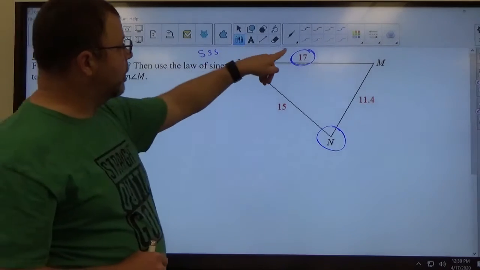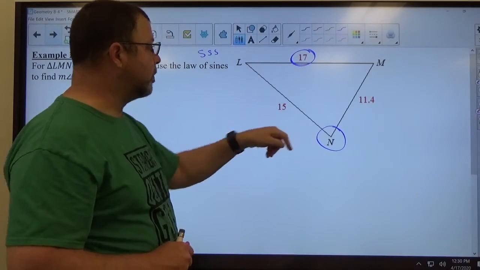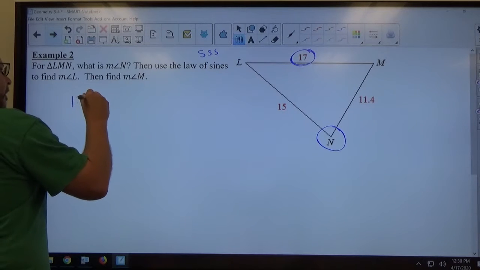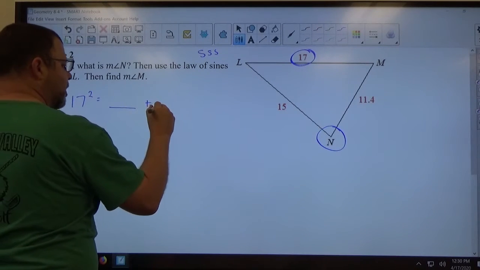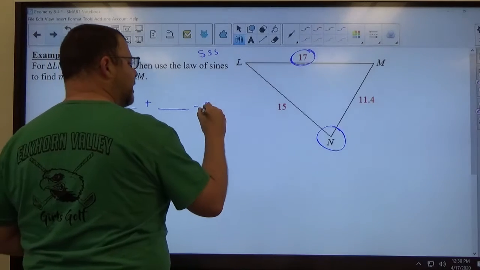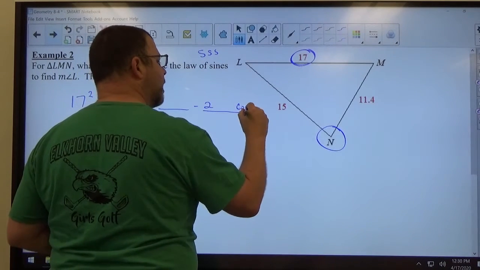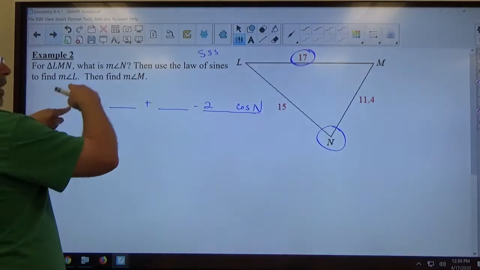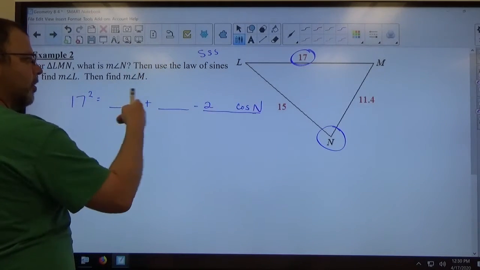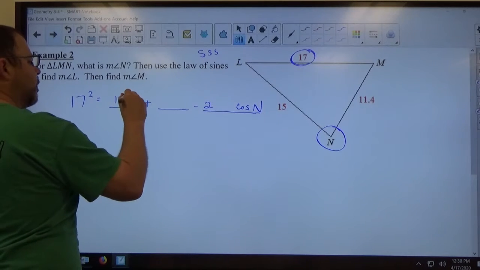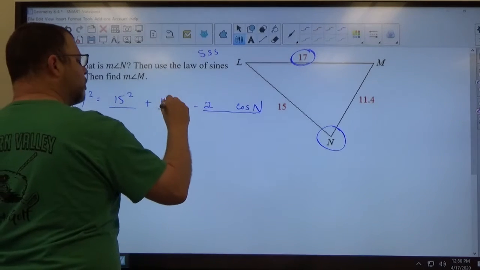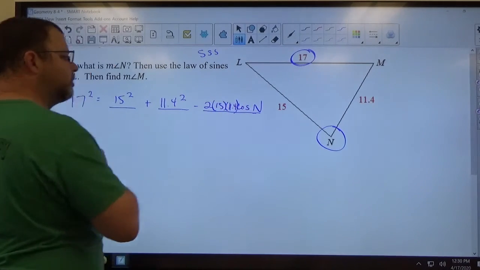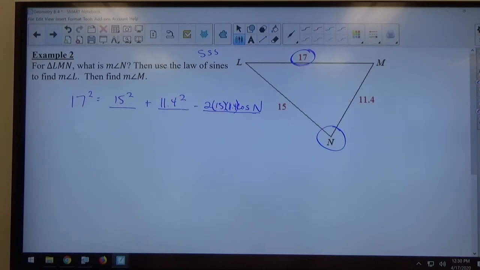Since I'm going to use this side to find this angle, again with law of cosines, it's number squared equals something else squared plus something else squared minus 2 times some stuff times cosine of the angle opposite. Since I'm using 17 over here, I'm using N over there. The other two sides are 15 and 11.4, so 15 squared goes here, 11.4 squared goes here, and 2 times 15 times 11.4. Okay, so that's how you set it up.